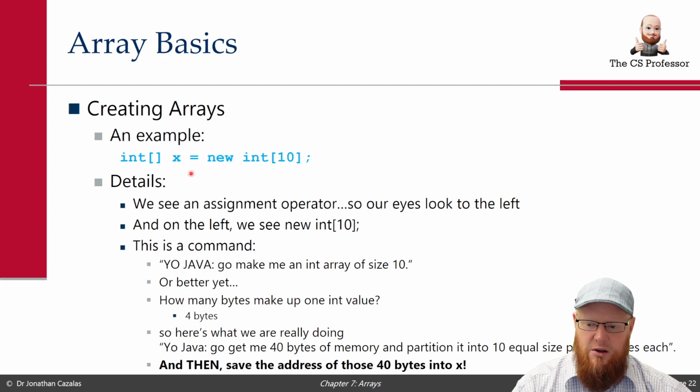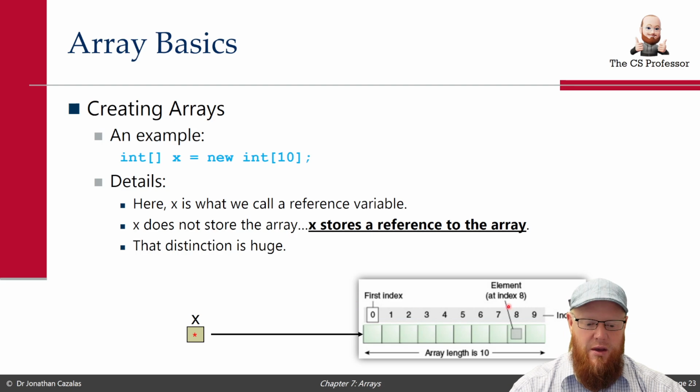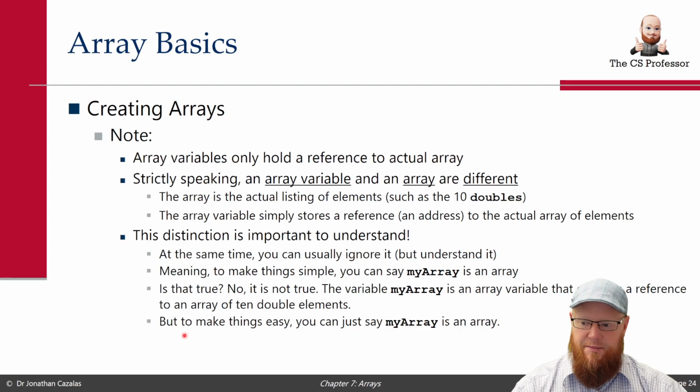So creating an array. Here's another example. This is breaking down what I've already covered. Yo, Java, go make me an array of size 10. What's that really doing? Give me 40 bytes, because every integer is 4 bytes. Make a 40-byte contiguous group of memory, and then save the address of those 40 bytes into the variable x. And this is a depiction, again, of what's happening. We've created all of these 40 bytes. What actually gets saved into x is an address, or in Java terminology, a reference. Let's say that address and reference are synonymous.